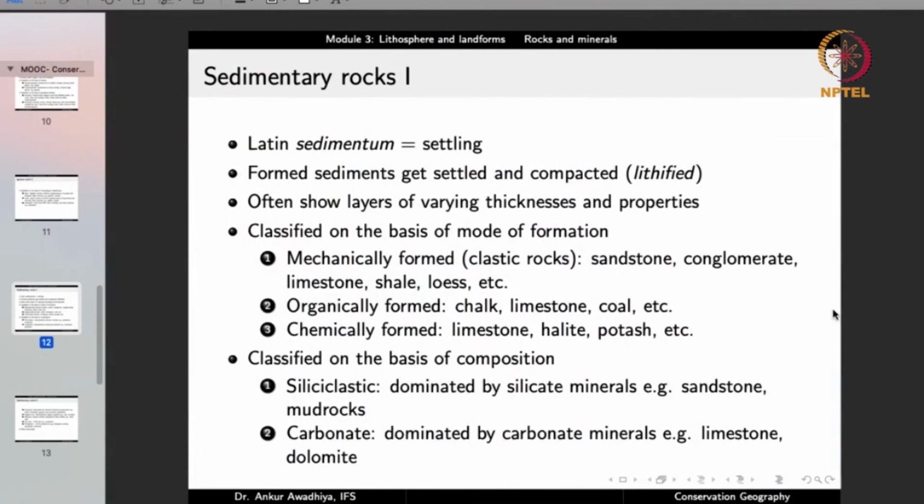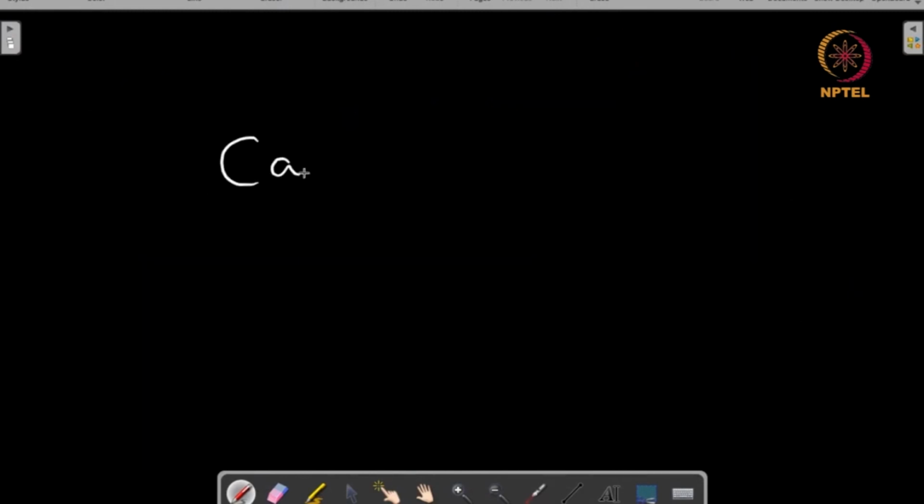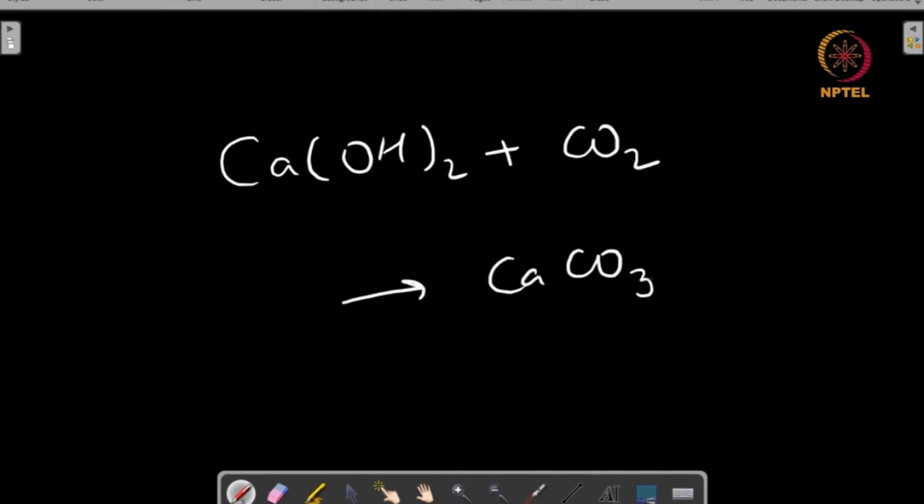Together with mechanical and organic formation, we can also have chemical formation, such as in the case of limestone, halite, potash, and so on. So for example, we can have a chemical reaction like calcium hydroxide coming in contact with carbon dioxide, giving rise to calcium carbonate and water. Now in this case, this calcium carbonate can get precipitated out.